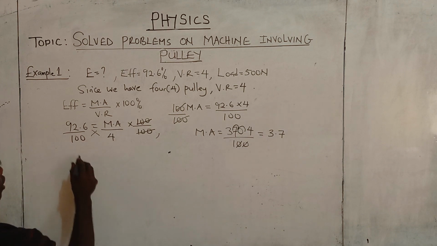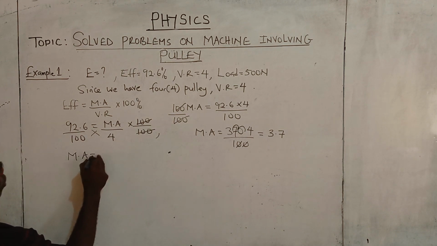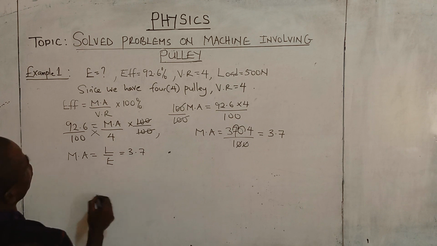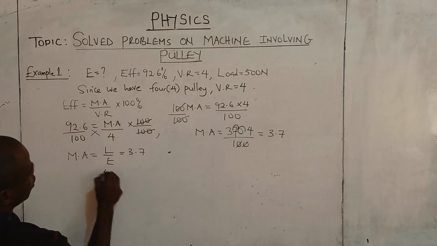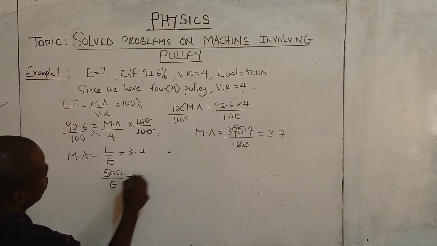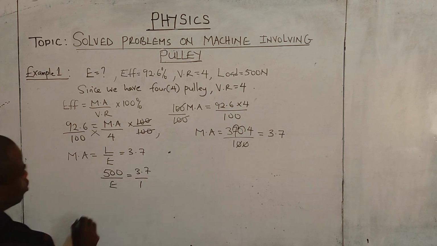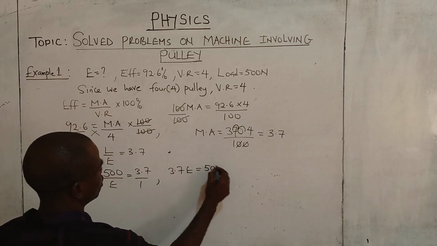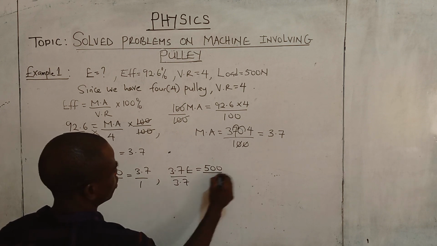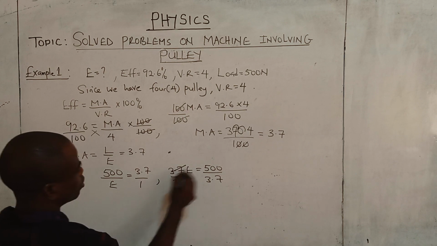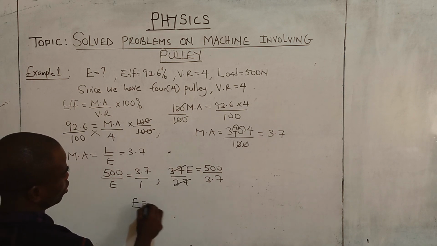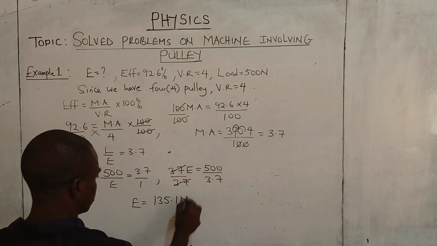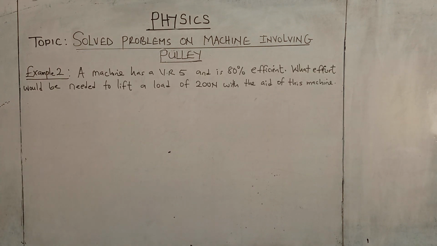Now, you have mechanical advantage equals load over effort. I've got it as 3.7. What's our load? Load is 500 over effort equals 3.7 over 1. You cross multiply, you have 3.7E equals 500. Divide by 3.7, 3.7 cancels 3.7. You have your effort to be, we divide it, you have 135.1 newton.